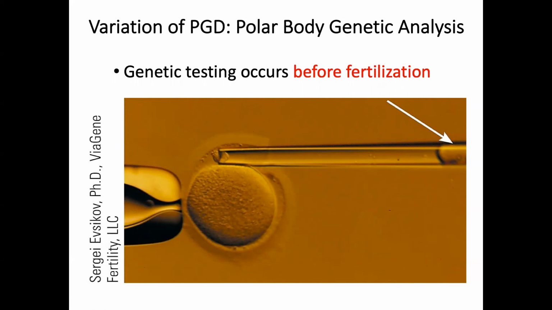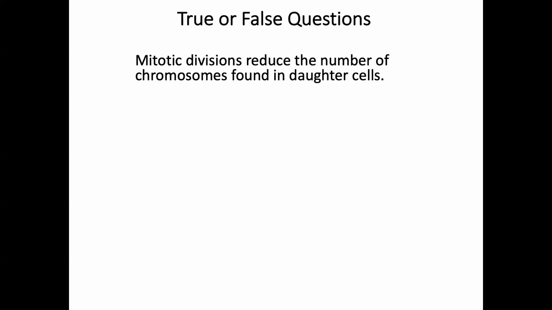Now I would like to spend a few minutes to practice a few questions together with you. So these are true or false questions. Let's see, the first one. Mitotic divisions reduce the number of chromosomes found in daughter cells. Is this true or false? So this is false. Mitotic division does not change the number of chromosomes because DNA has been replicated.